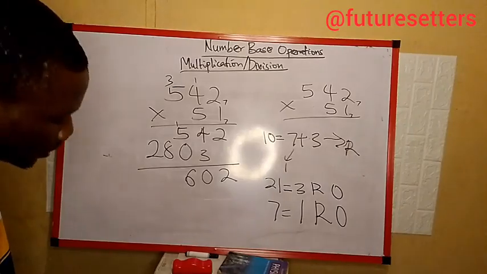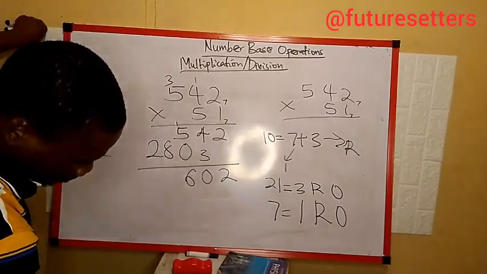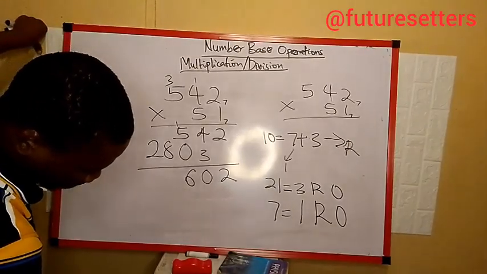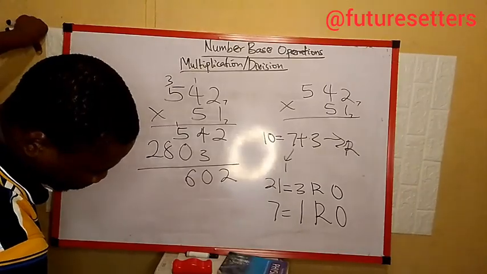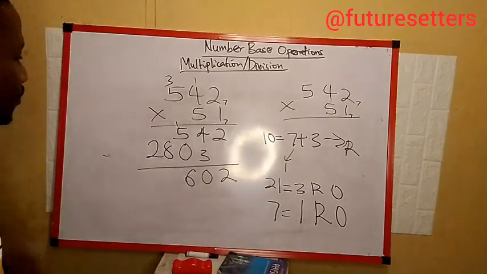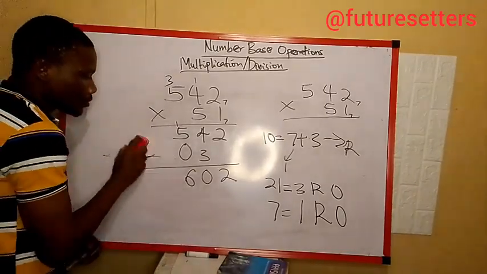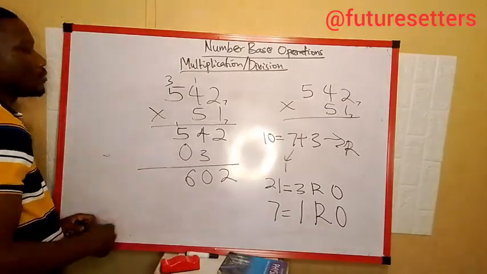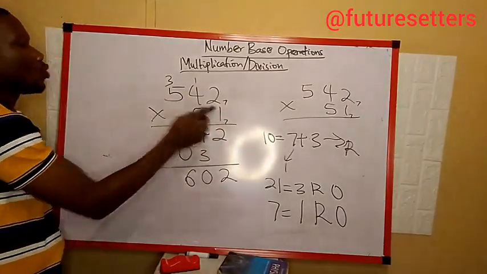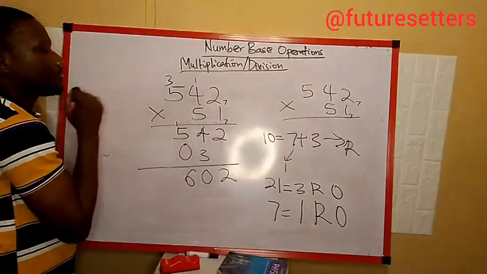28. There's no way we can have 8 there. So we are going to recheck this, and 1 times 2, 2, 1 times 4, 4, 1 times 5, 5.